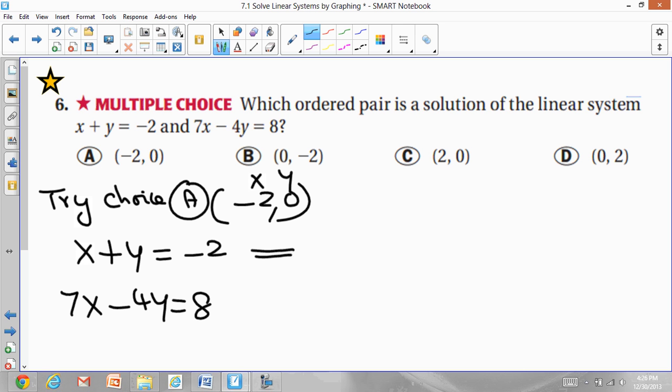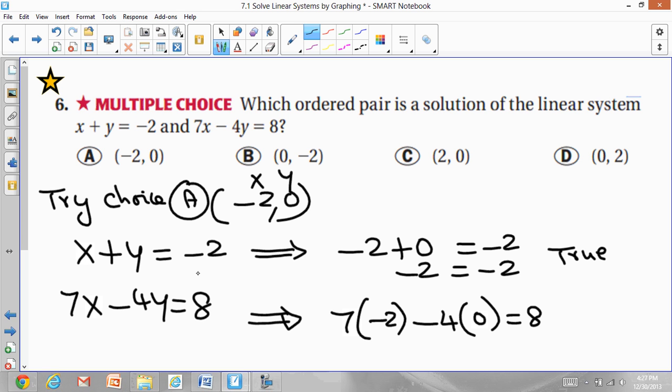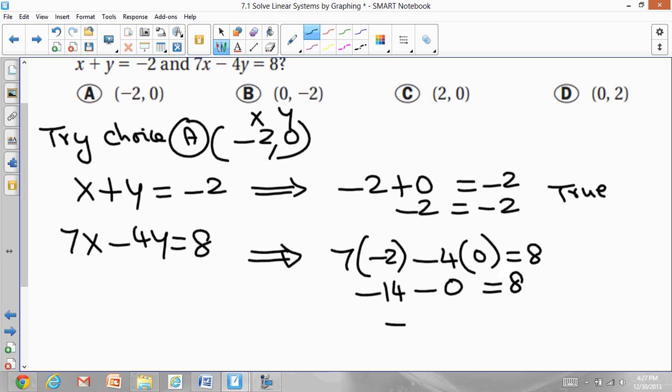When I substitute in the first equation, my x is going to take on -2 plus 0 equals -2. When I solve this, -2 is equal to -2, so this becomes true. Now I substitute the same point in my second equation, 7 times -2 minus 4 times 0 equals 8. Replace your x by -2 and your y by 0. So 7 times -2 is -14 minus 4 times 0 is 0 equals 8. In this case, I'm getting -14 is equal to 8, which is false.